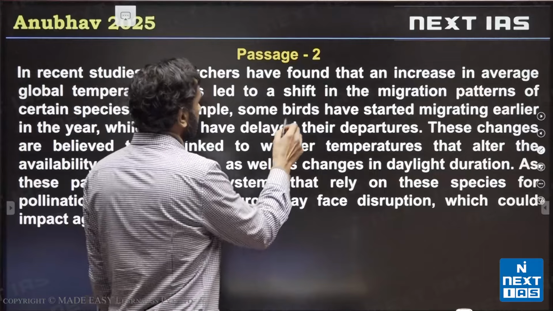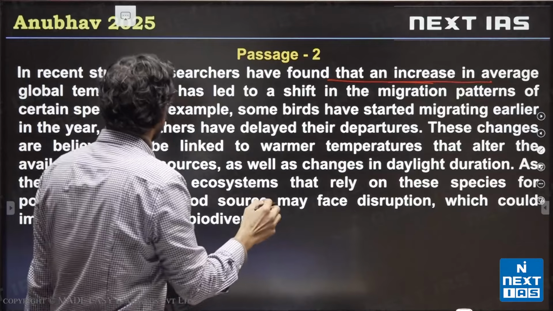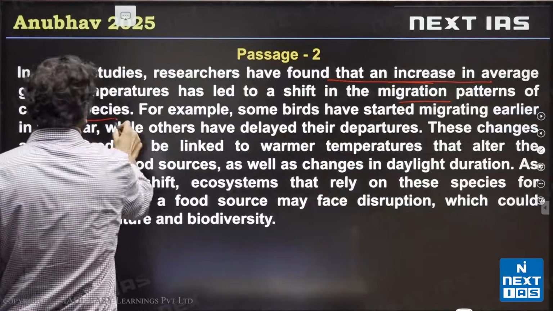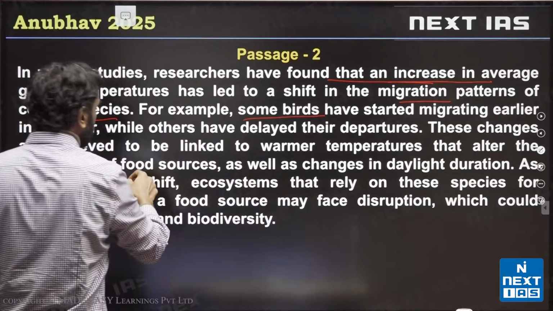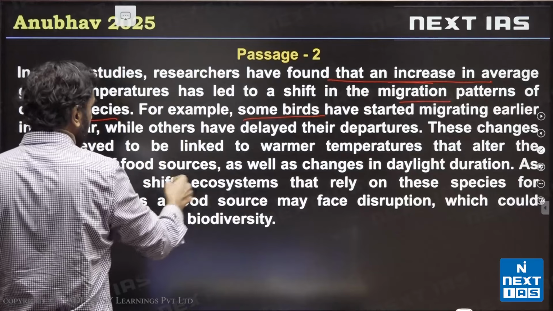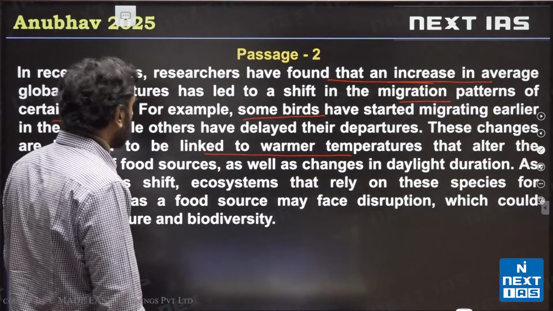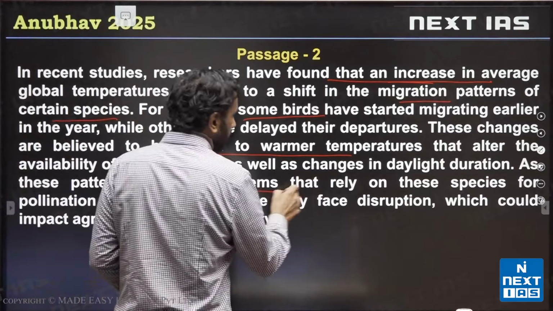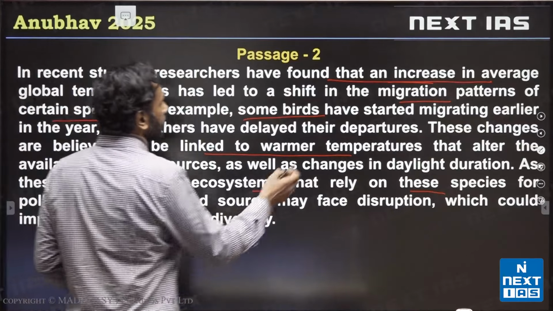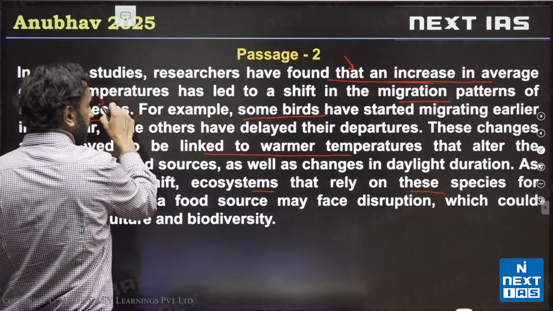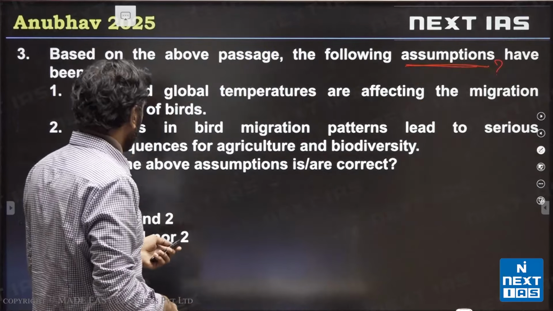And this passage is about researchers have found that an increase in average global temperature has led to a shift in the migration pattern of certain species. So this migration, and we are given an example, some birds have started migrating earlier while others have delayed, and this has led to multiple issues, this kind of delayed migration. Warmer temperatures that alter availability of food sources. As these patterns shift, ecosystems that rely on these species get hampered or damaged. So essentially we are told an increase in average temperatures has affected migration patterns of certain species, which has caused further disruption downline.